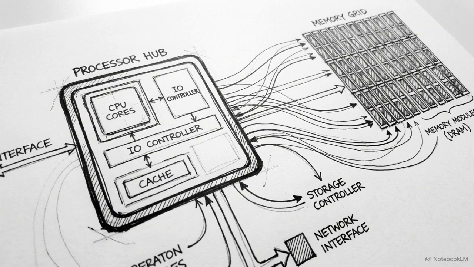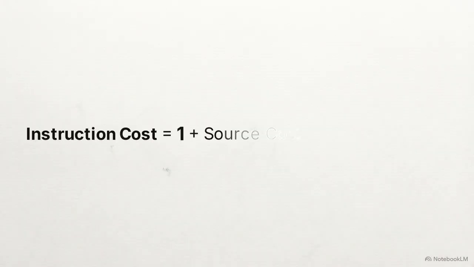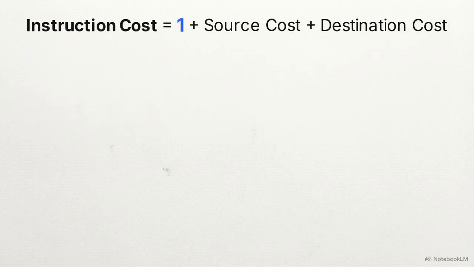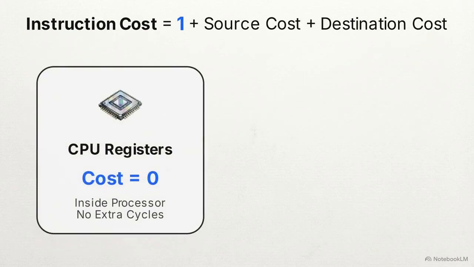To calculate efficiency, we use a machine model where memory is byte addressable and the CPU contains a set of general-purpose registers. The cost of an instruction is defined as 1 plus the cost of the addressing modes for both the source and the destination. CPU registers have an addressing cost of 0. Since they are located inside the processor, they do not require extra cycles to access.